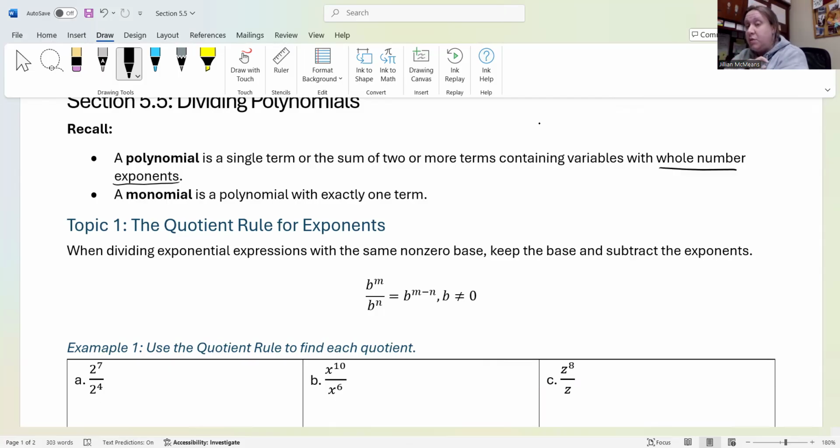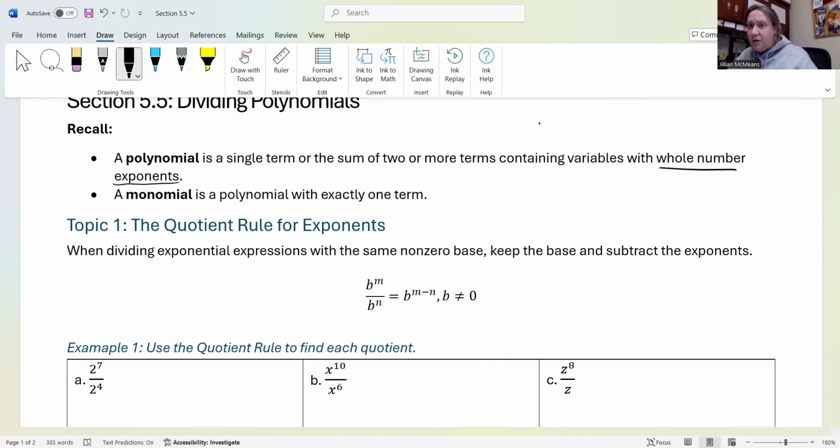We already talked about exponent rules for multiplying. We had the product rule, the power rule, and products to powers rule. Now we're going to talk about the exponent rules for division. So first up is the quotient rule for exponents. When dividing exponential expressions with the same non-zero base, keep the base and this time subtract the exponents, okay? So if we had something like b to the m divided by b to the n, it would equal b to the m minus n as long as b is not equal to 0.